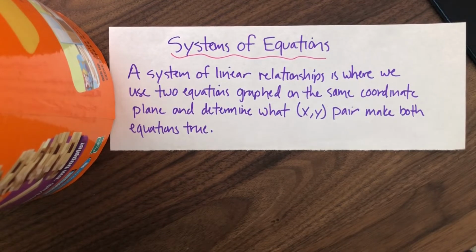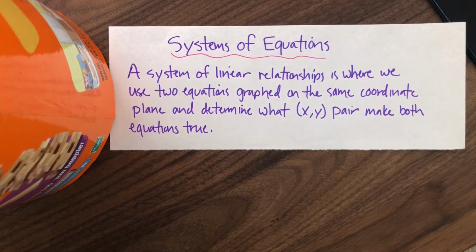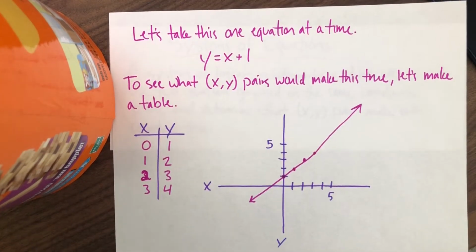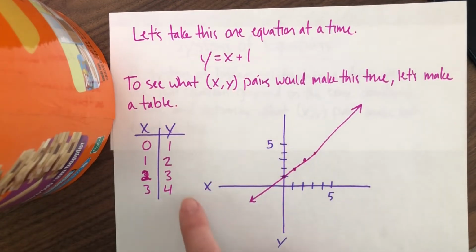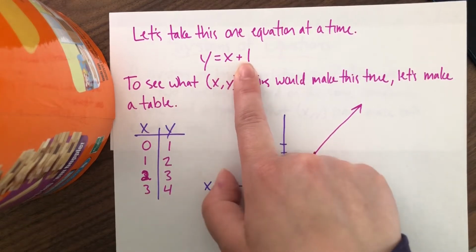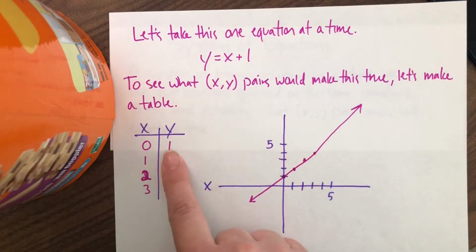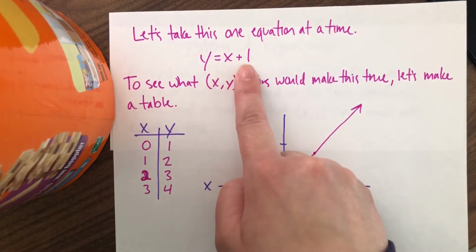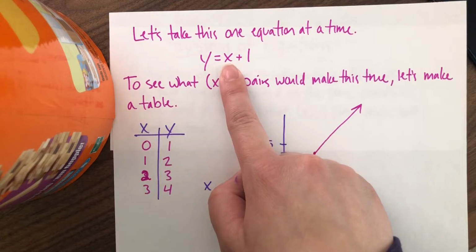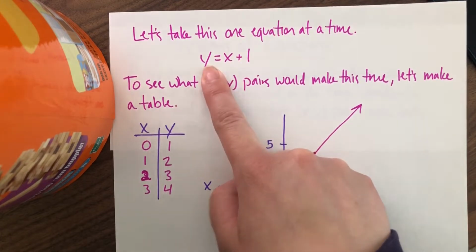Now, if you forgot what that means, let's just go ahead and start one equation at a time. If I took the equation y equals x plus 1, if I wanted to know what xy pairs would make this equation true, I could make a table. So the way I do that is I think to myself, if x was 0, 0 plus 1 would make y equal 1. And I wrote that here. If x was 1, 1 plus 1 would make y equal 2. I wrote that here. If x is 2, 2 plus 1, y equals 3, and so on.